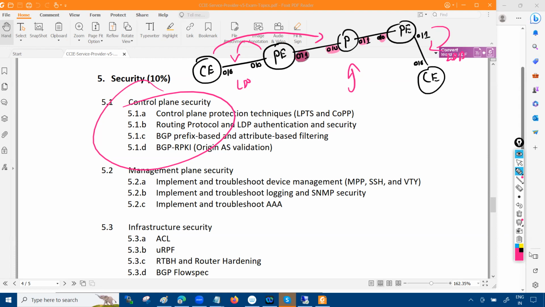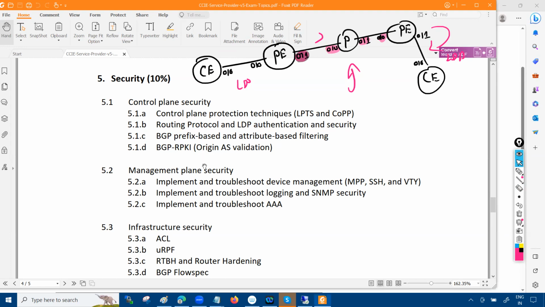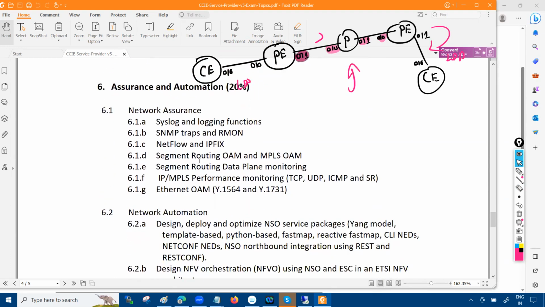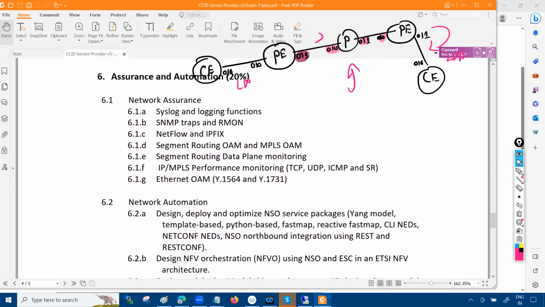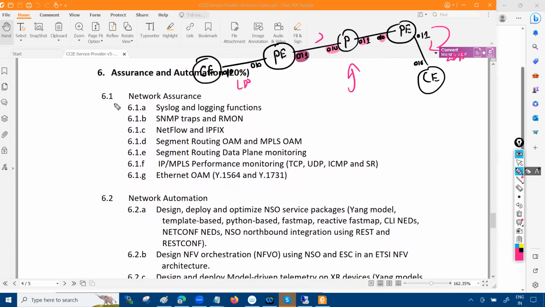So there is mini security that we are going to learn through this training. These are the basic parts, whatever control plane security is given, but we are going to discuss it in the security part. And then last, we have automation.